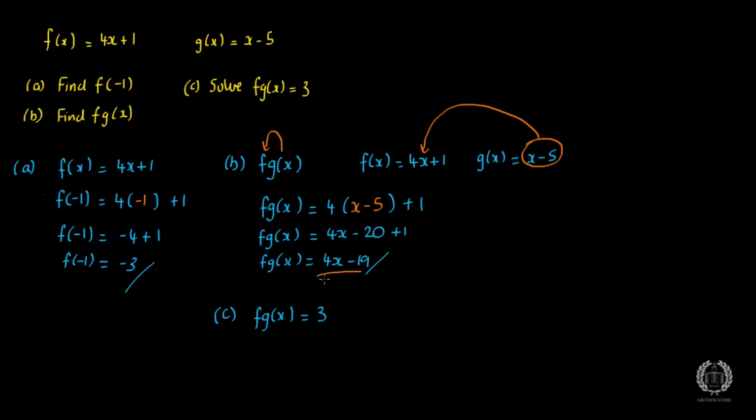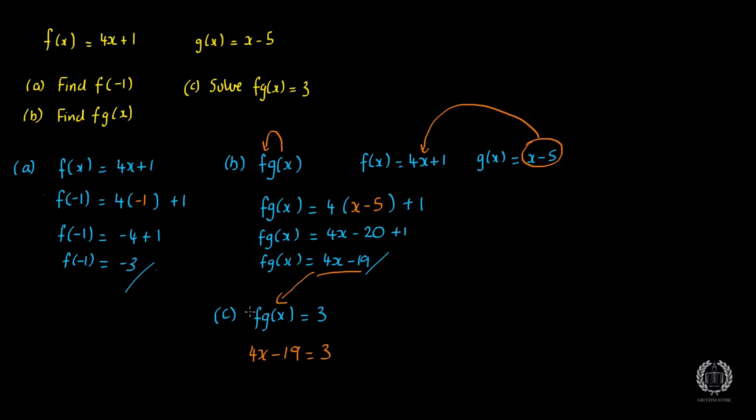But you found fg of x here already, right? From the second question. So all you've got to do essentially is take this 4x minus 19 and put it here. So instead of writing fg of x, we can rewrite it as 4x minus 19. And that is equal to 3.